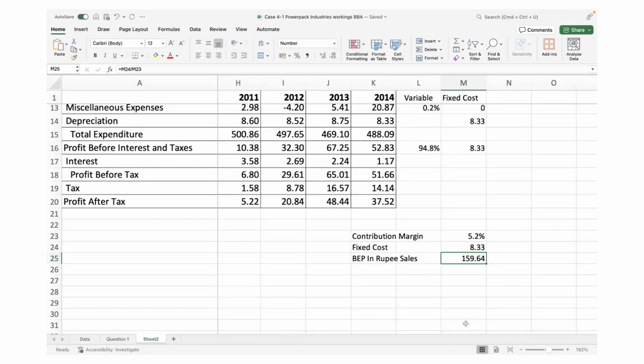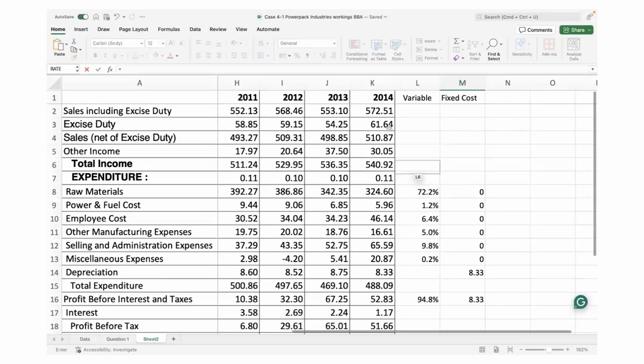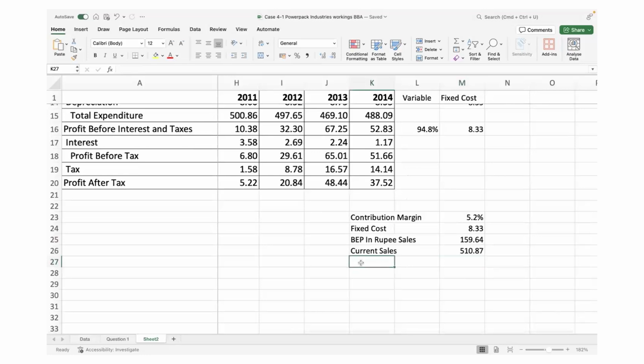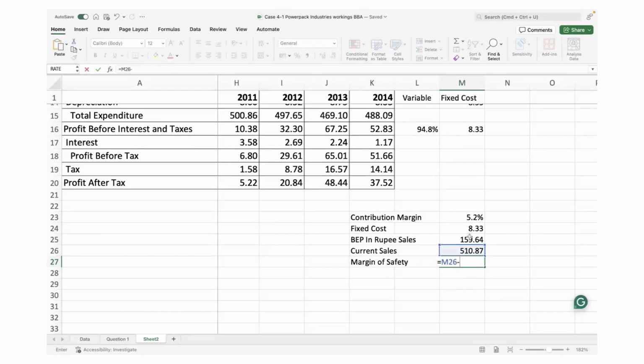So, the break-even point is pretty low. The company is operating at 510, which is the current sales, and the break-even point is 159. Margin of safety is equal to the difference of these two values. 351.22 is the margin of safety.